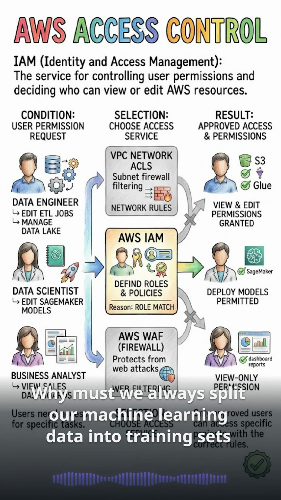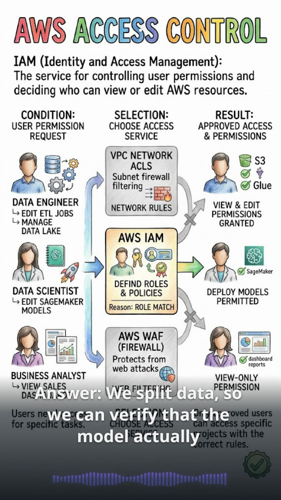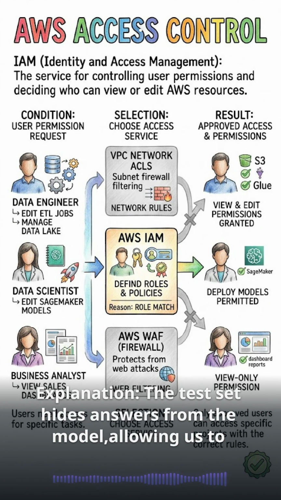11. Why must we always split our machine learning data into training sets and testing sets? We split data so we can verify that the model actually learned, instead of just memorizing. The test set hides answers from the model, allowing us to check its true predicting power.